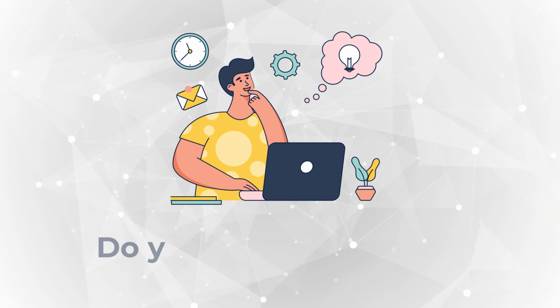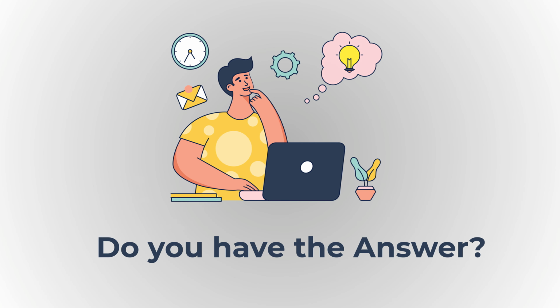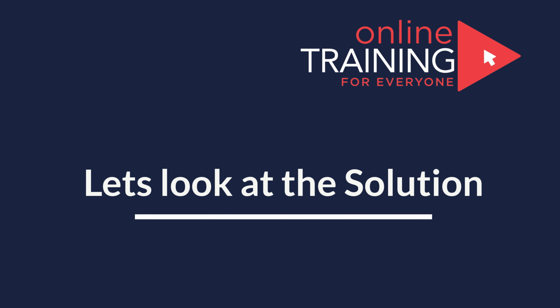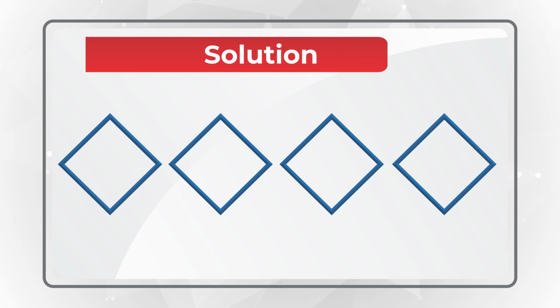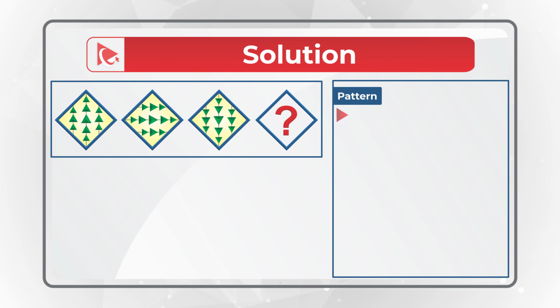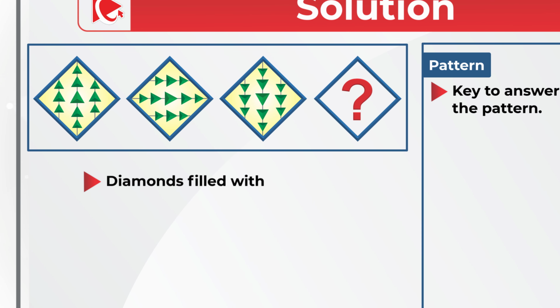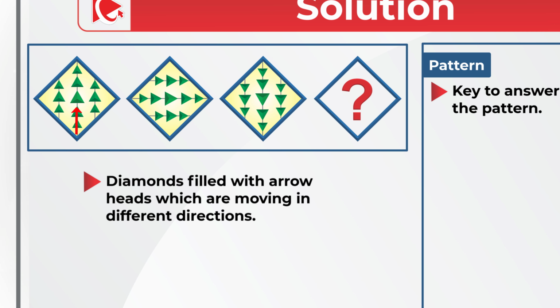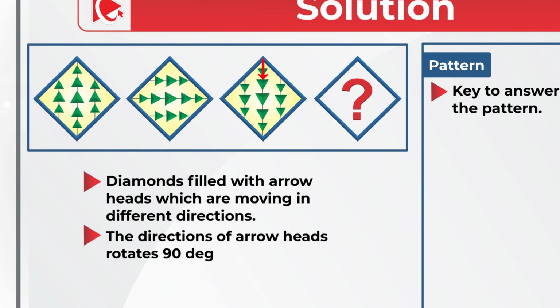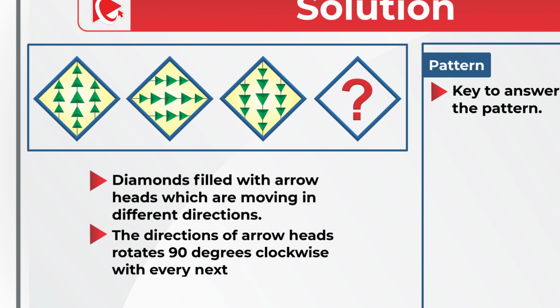Are you ready? Do you have the answer? Let me move forward and share with you my version of the solution. And obviously, if you have a better way to solve it, please make sure to post in comments. As with a lot of other questions, the key to answer this question is to detect the pattern. If you look closely, you will see the diamonds filled with the arrowheads, triangles, which are moving in a different direction. The direction of the arrowheads rotates 90 degrees clockwise with every next shape in the pattern.